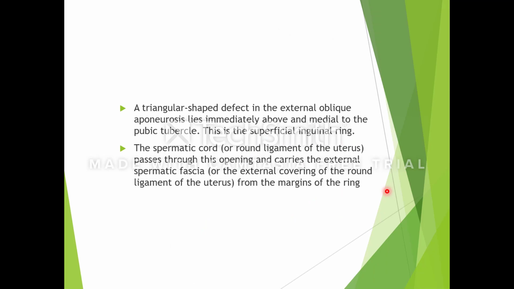From the superficial inguinal ring, the spermatic cord in males and the round ligament of uterus in females pass, and they carry the external spermatic fascia, which is the outer covering of the spermatic cord. This external spermatic fascia is the continuation of the external oblique muscle aponeurosis. So there are three structures formed by the external oblique aponeurosis. Number one is the inguinal ligament, number two is the superficial inguinal ring, and number three is the external spermatic fascia.